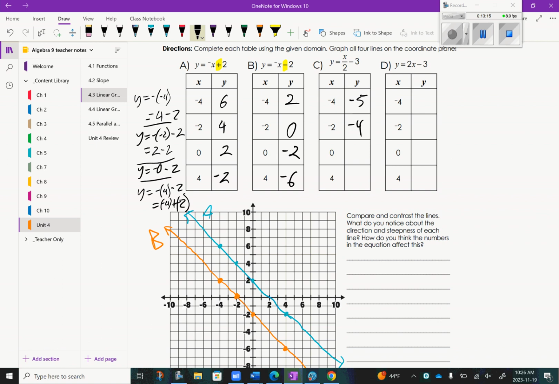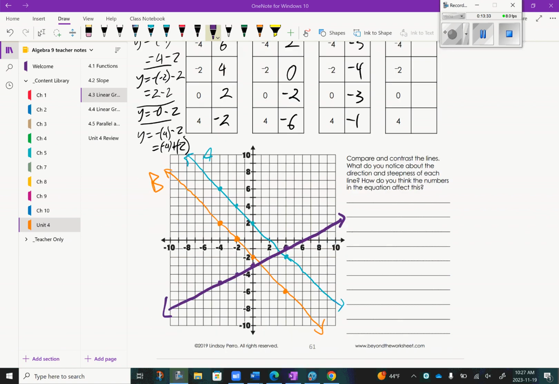Substitute 0. 0 divided by 2 is still 0. 0 minus 3 is negative 3. And substitute 4. 4 divided by 2 is 2. 2 minus 3, we get negative 1. So we go ahead and plot those points and play connect the dots too. And here's our graph from C.